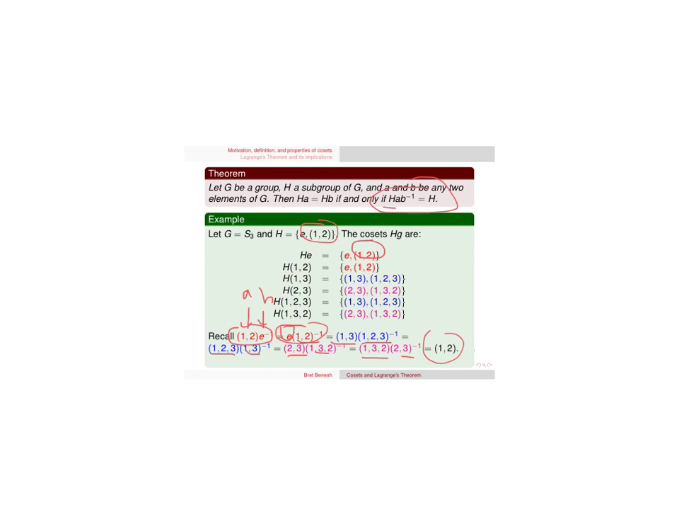So that's what we're saying: if you have this equation being true, then it's going to work out that these two cosets are going to be the same. So let's suppose that we have this. We'll prove one direction first.